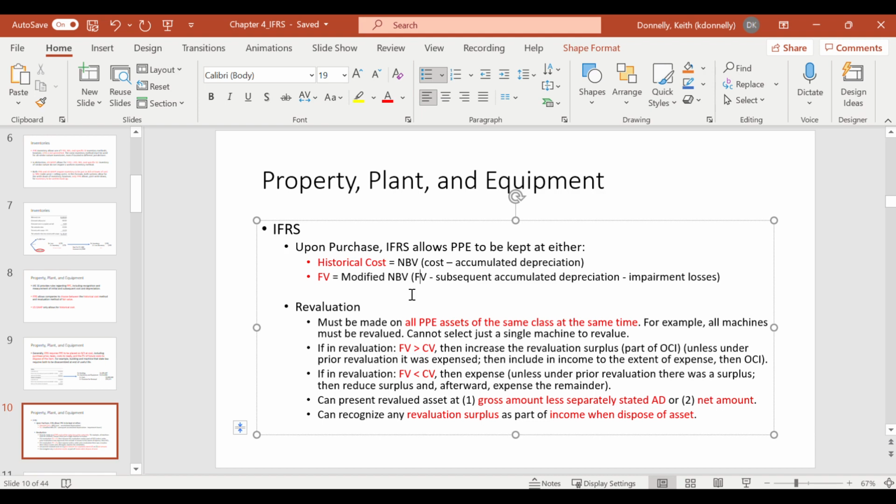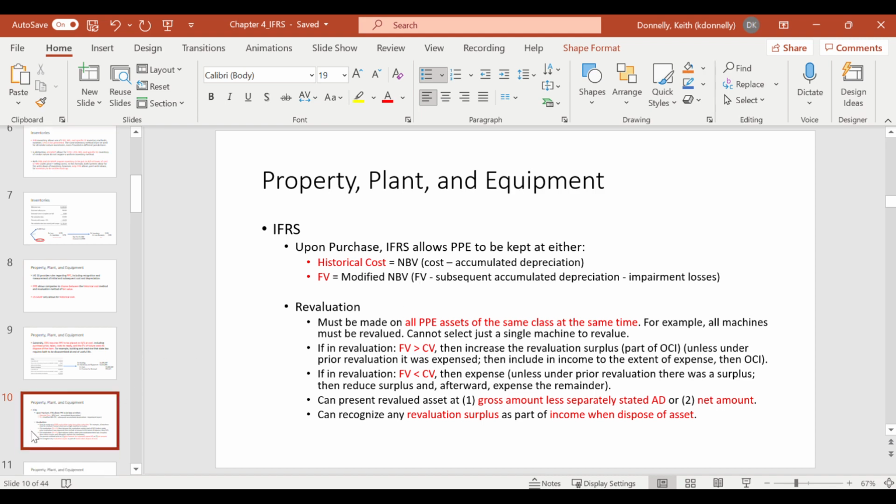It's going to be the general framework there. So it ticks up in value, hit OCI. It goes down, expense it. And with presentation, you can put it at the gross amount minus accumulated depreciation. So like, I don't know, 1,000 minus 70 or something, right? That would give you 930. Or you could just put it on there for the net amount, the 930. And similarly here, you can recognize any revaluation surplus, what's been in OCI, as part of net income on the income statement when you dispose of the asset.